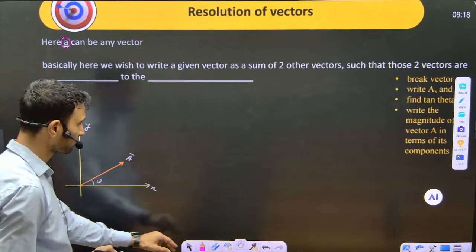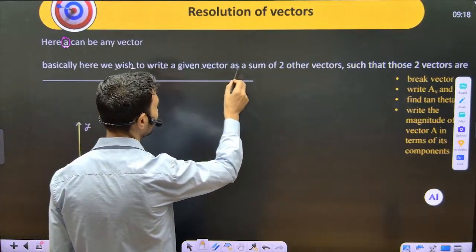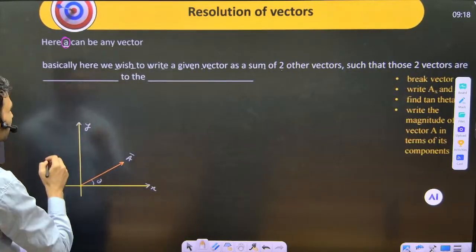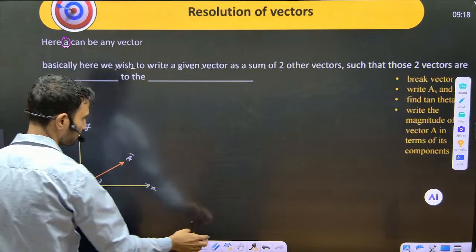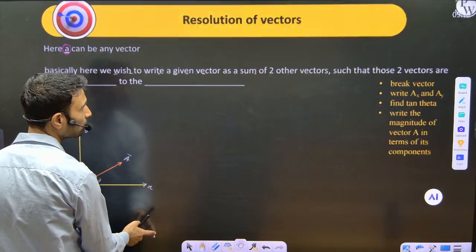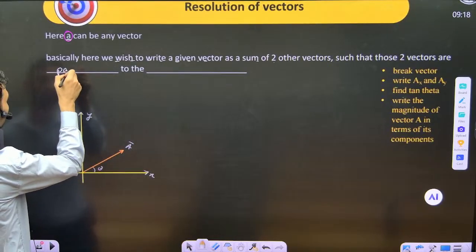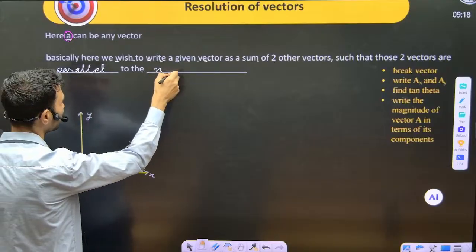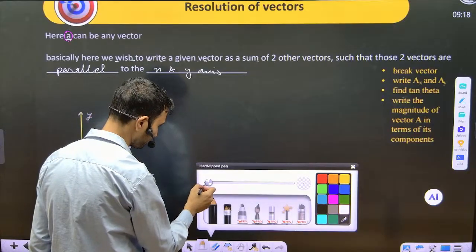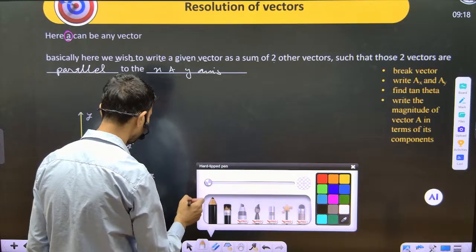So that's what I've written here. Here basically we wish to write the given vector as sum of two other vectors such that the two other vectors are parallel to the x and y axis. That's what we're trying to achieve, right? So let's see how we'll do that.